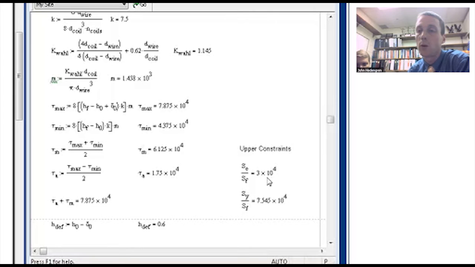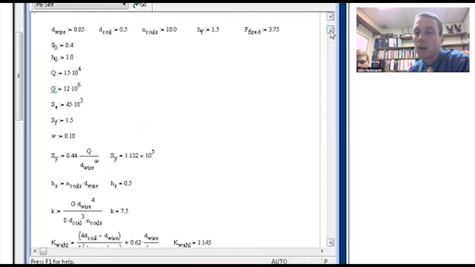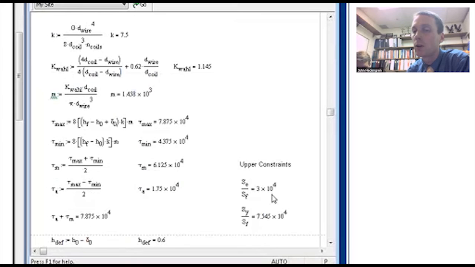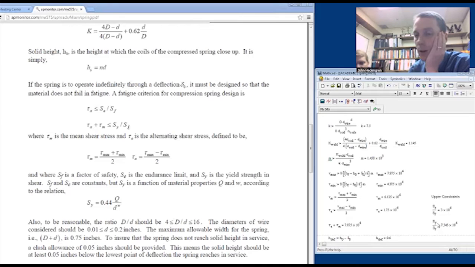SF was just a safety factor, and SE. You know, these are both constants right here. The safety factor is 1.5, so you're given a 50% safety factor because you're dividing by 1.5. So it has to be less than 3 × 10⁴ at all times, but tau max and tau min are going to be a function of the coil diameter and then the wire diameter as well. Okay, so those are going to be the design variables. This constraint doesn't change it. You can put this into your model, as tau A has to be less than SE divided by SF.